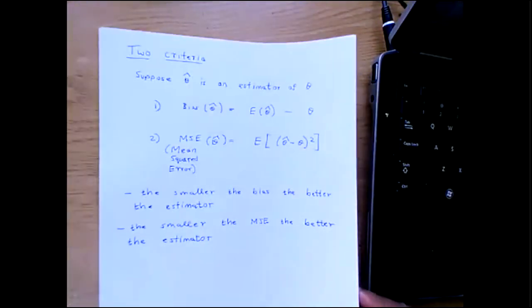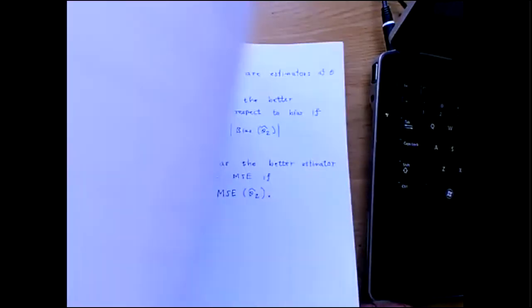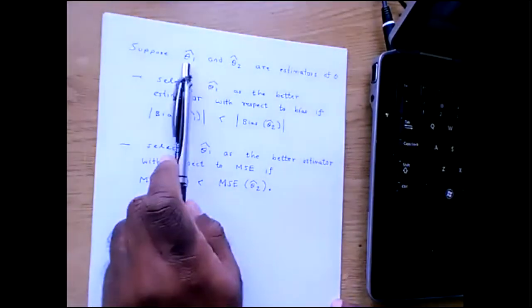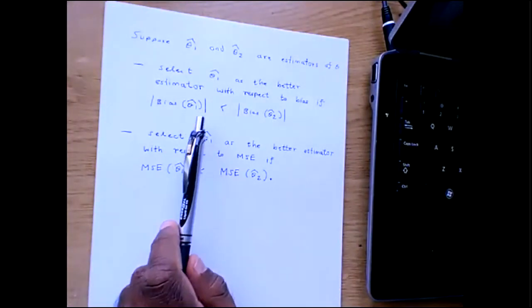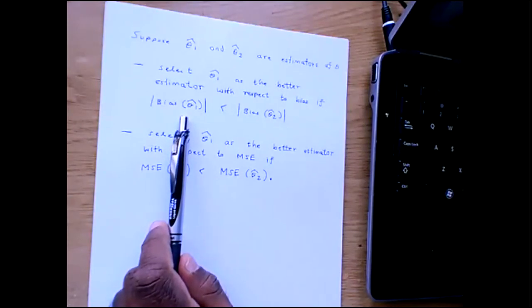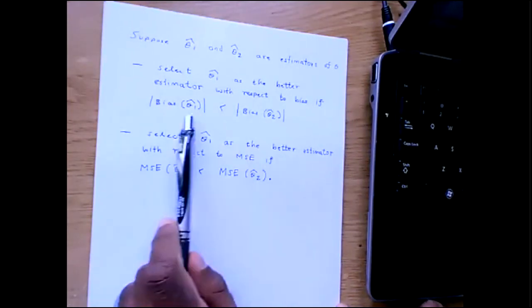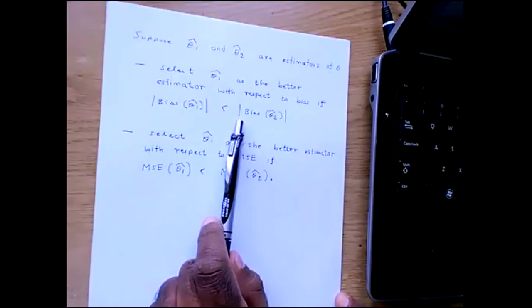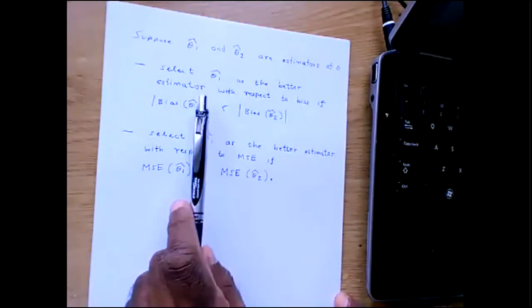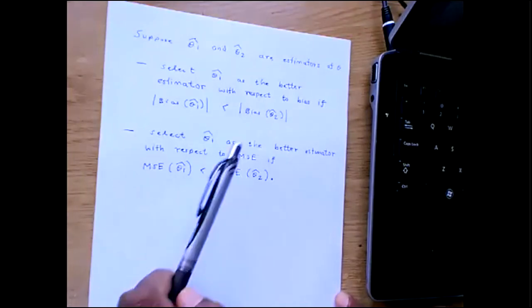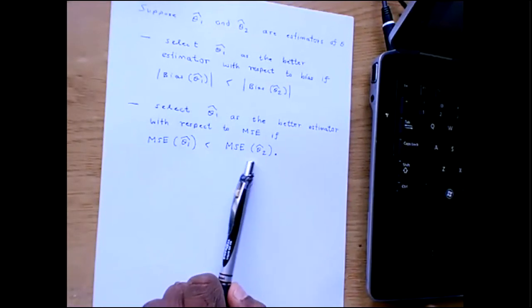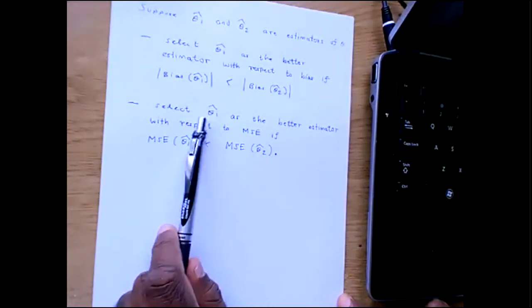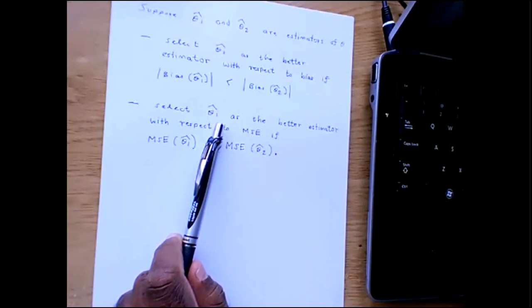Suppose you have 2 estimators, say theta 1 hat and theta 2 hat. With respect to bias, you will choose the estimator which has the smaller absolute bias. So if the absolute value of the bias of theta 1 hat is less than that of theta 2 hat, then you will prefer theta 1 hat to theta 2 hat. Similarly, if the MSE of theta 1 hat is smaller than the MSE of theta 2 hat, then you will choose theta 1 hat over theta 2 hat.